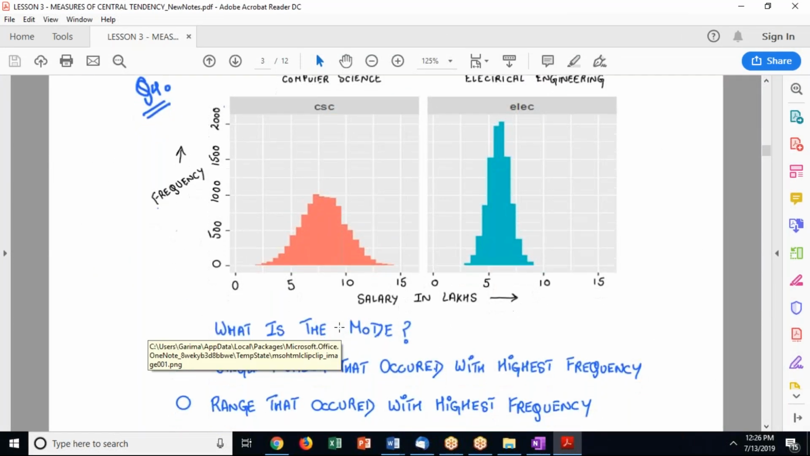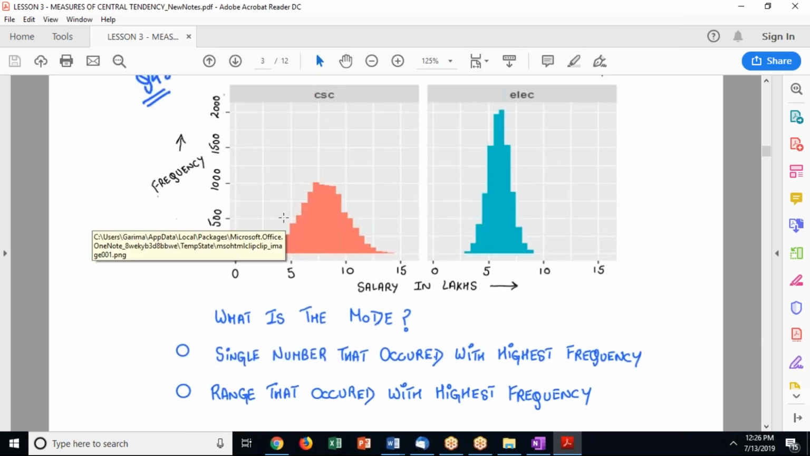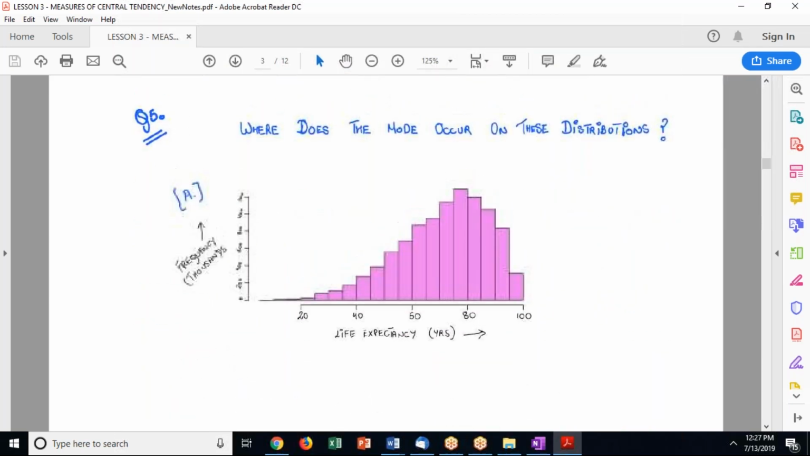Okay, let's try and take another example. If you take these two distributions, one is the distribution of marks of computer science students, the other is electrical students. Maybe the distribution of salaries is given here. So in this case, mode will be a single number with the highest frequency, or it can be a range with the highest frequency. It will be a range. So mode can be a single value, as we saw in the previous case, and when you're looking at a histogram, it can also be a range. Okay, mode can be a range as well.